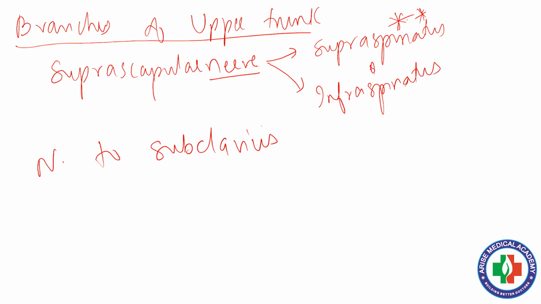What were the branches from the roots? Branches from the roots were dorsal scapular nerve as well as the long thoracic nerve. Branches from the roots of brachial plexus: dorsal scapular nerve from C5 root, long thoracic nerve from C5, C6 and C7. Branches of the upper trunk of brachial plexus: suprascapular nerve and nerve to subclavius.